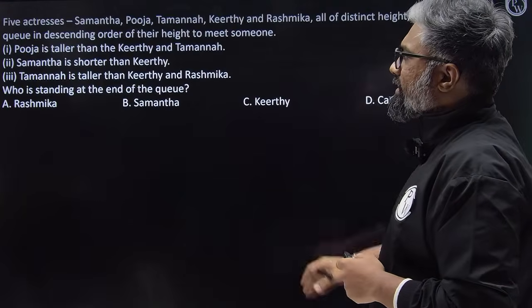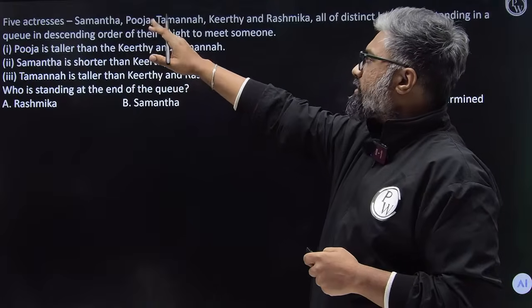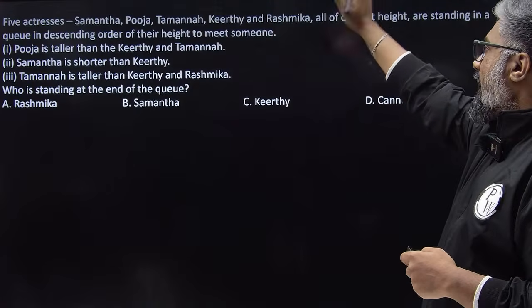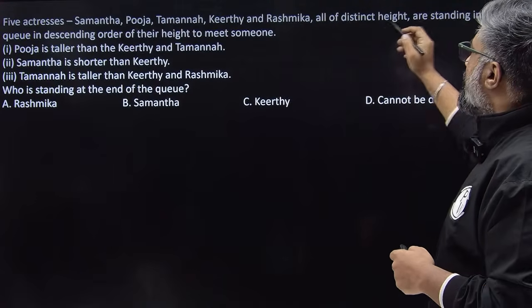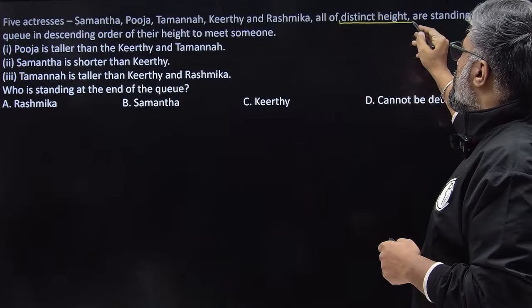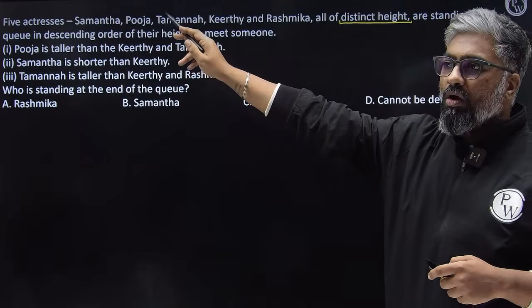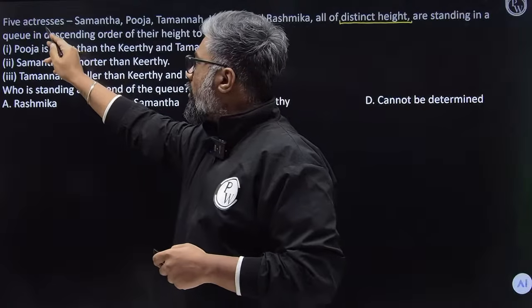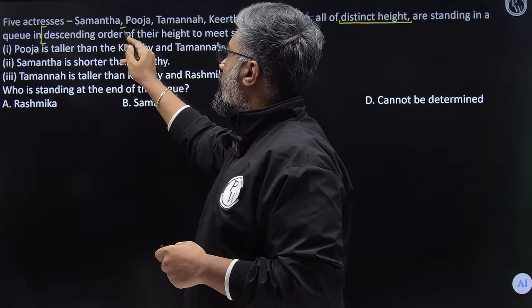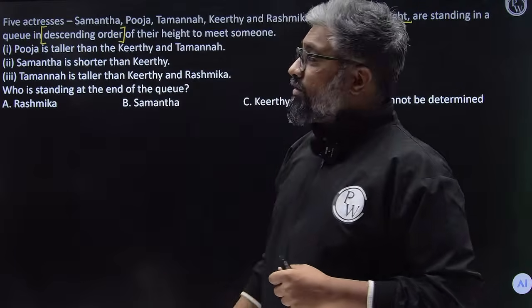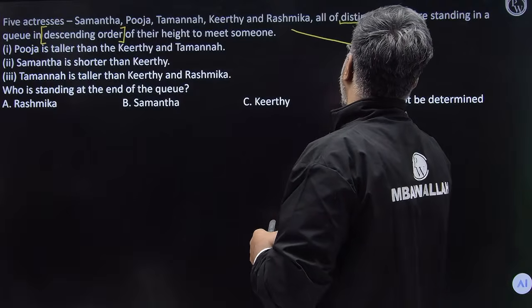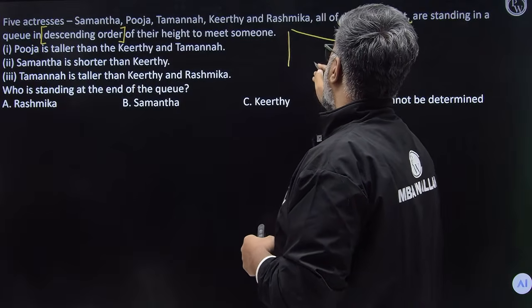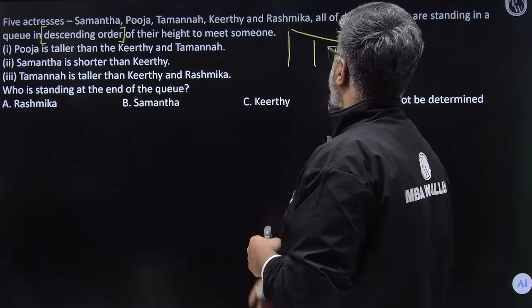So let's say there are 5 actresses: Samantha, Pooja, Tamanna, Kirti and Rashmika, all of distinct height. So there are 5 people, all of distinct height, standing in a queue in what order? In descending order. What do you mean by descending order? From big to small, from tallest to shortest is how they are standing.